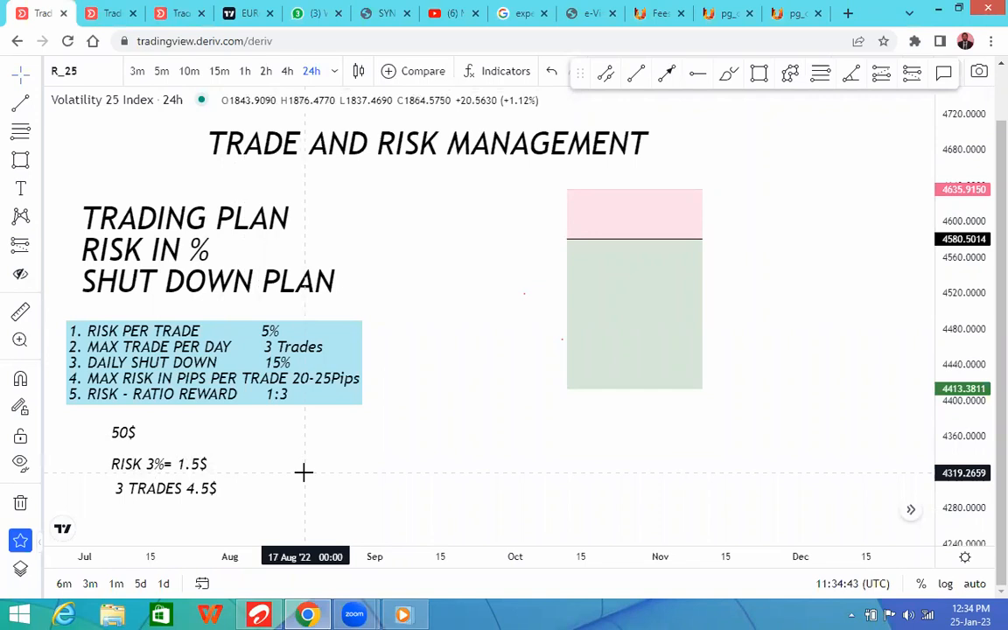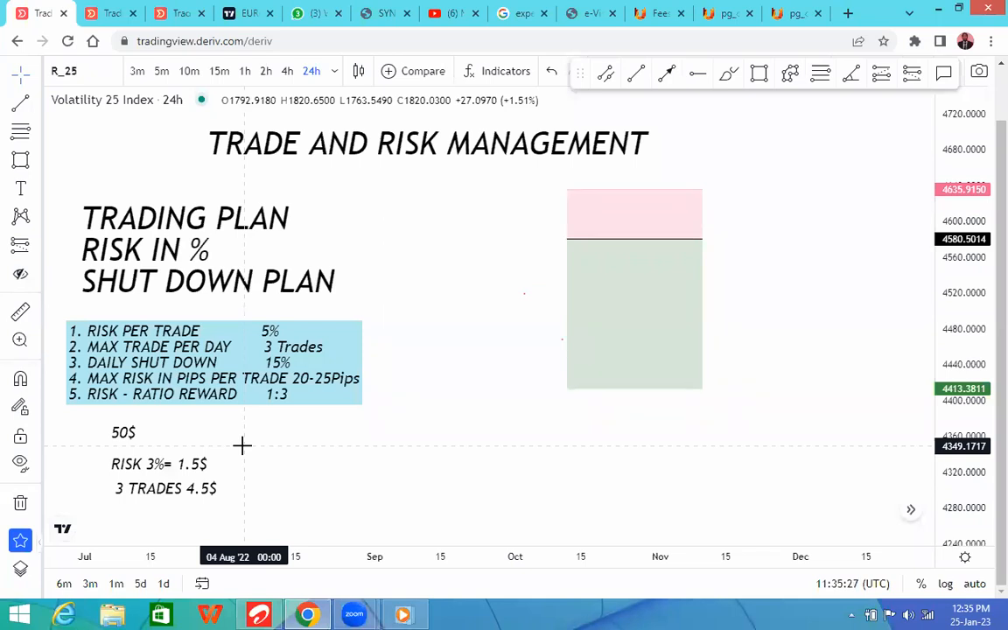Now, what it means then is that my daily shutdown is 15% because I'm risking 5%. So your daily shutdown can reduce to 10%. If I'm risking 5% and I take 3 trades, that already gives me 15%. So your daily shutdown is 3 trades. What it means is that if you take 3 trades and the 3 trades hit stop loss, go and rest, shut down. If I take 3 trades and the 3 trades hit profit, go and rest.